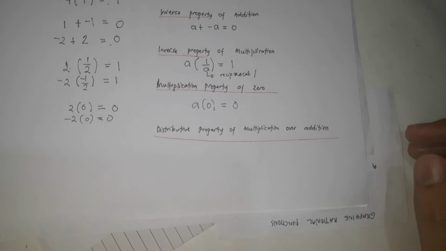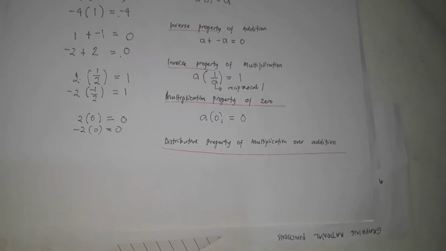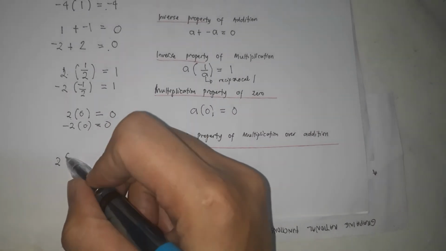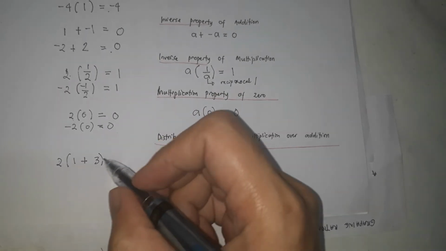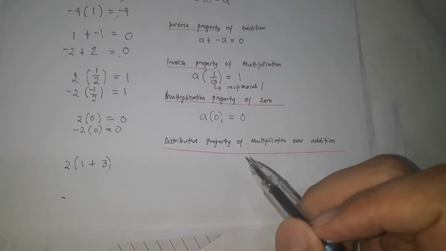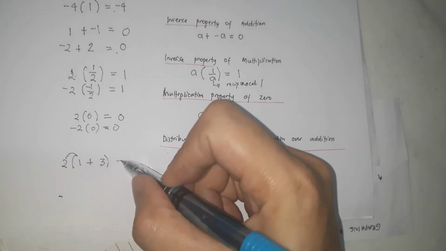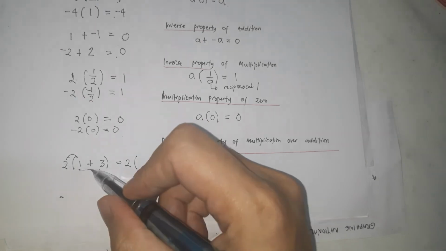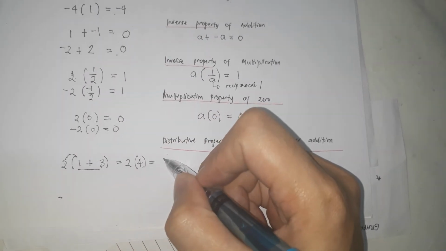The last property is distributive property of multiplication. Distributive property of multiplication is like this: 2 times 1 plus 3. Is it the same with... there are two processes we're going to do. First, we're going to add this first. 1 plus 3, which is 4, and 2 times 4 is 8.